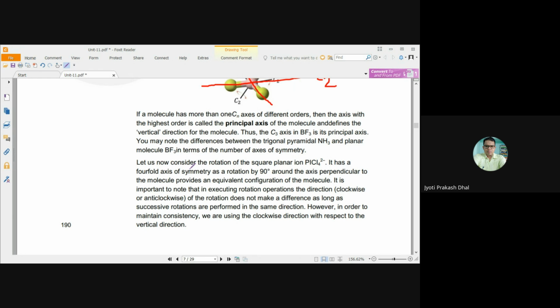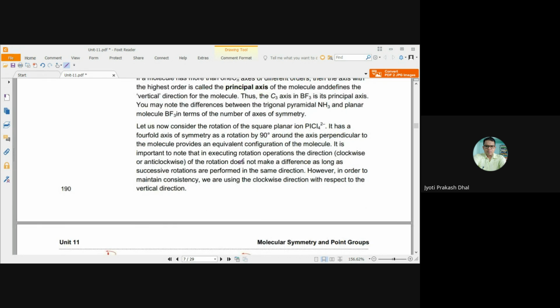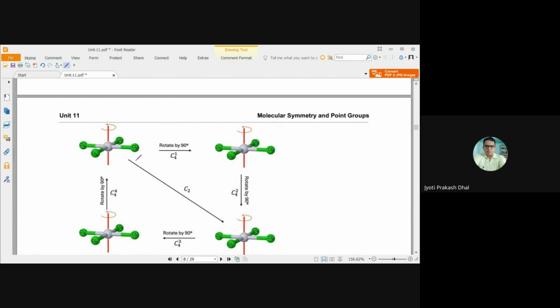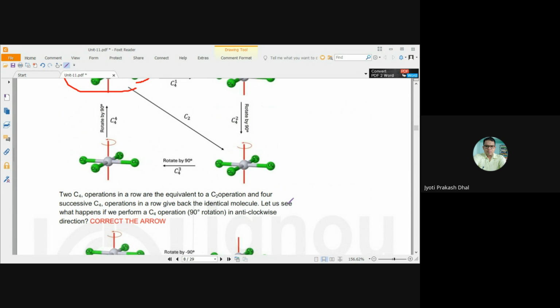Thus, the C3 axis of the boron trifluoride molecule is the principal axis, although it has another three two-fold axes of symmetry. Now let us consider the rotation of the square planar structure of PCl4 minus. So this is the square planar structure, and for this molecule there exists a four-fold axis of symmetry.